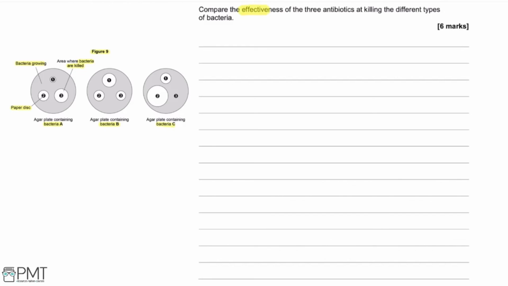Compare the effectiveness of the 3 antibiotics at killing the different types of bacteria, and this question is worth 6 marks. So to be able to get full marks on this question, you've not only got to be able to make the correct points, you've got to link the relevant points in a logical sequence. And wherever there's a red tick, you know it is a relevant point.